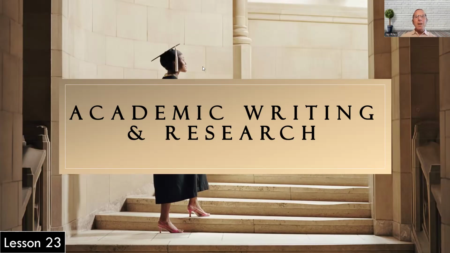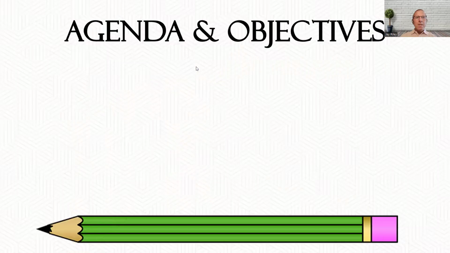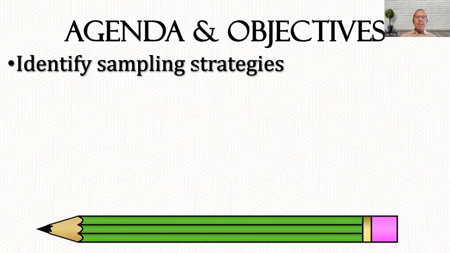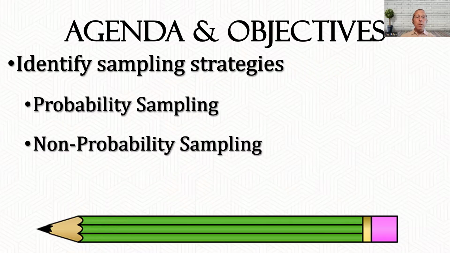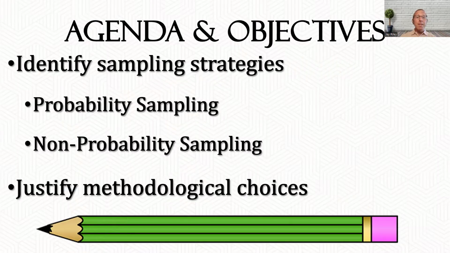Today, we're going to continue with our academic writing and research course, and we're going to talk about sampling today. So, we're going to identify different sampling strategies. We're going to talk about probability sampling. We're going to talk about non-probability sampling. And finally, we're going to talk about why it's important to justify the method that you've chosen.